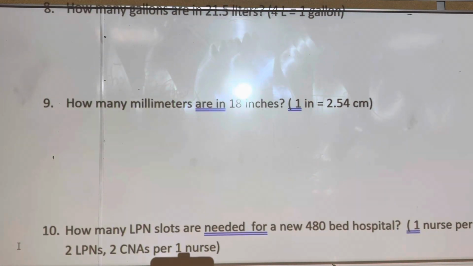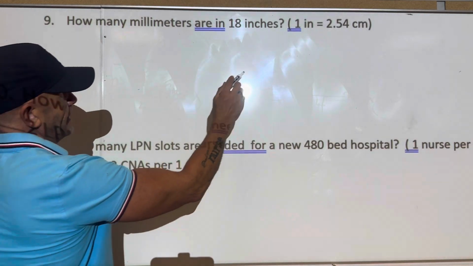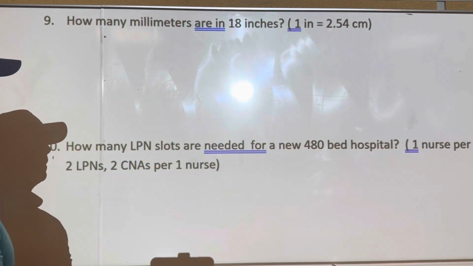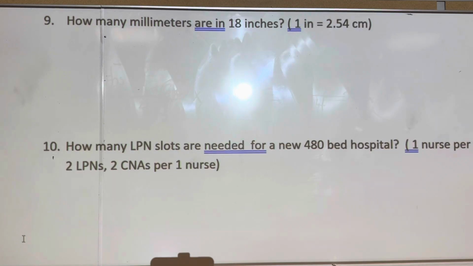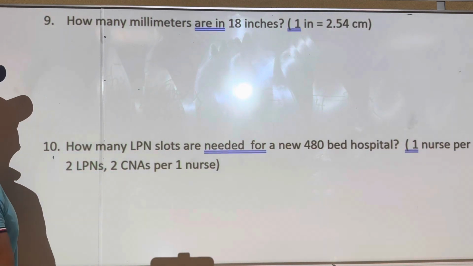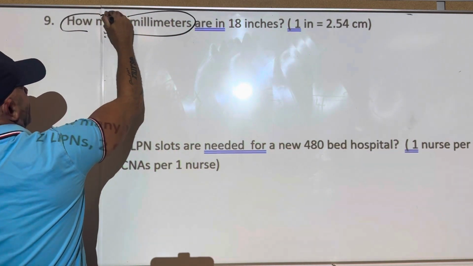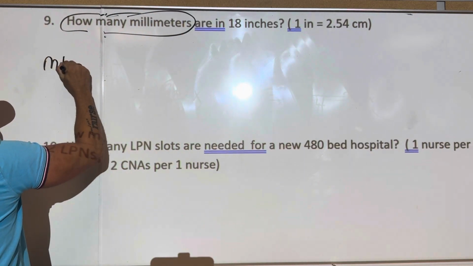Next question. How many millimeters are in 18 inches? All right? 1 inch equals 2.54 centimeters. Okay. Question is, how many milliliters? So milliliters is over here, question mark.